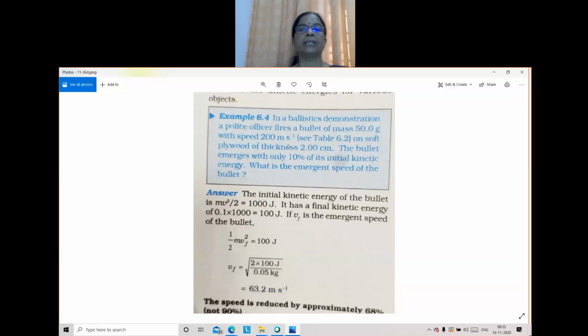Next, another example. These are all textbook questions. In a ballistic demonstration, a police officer fires a bullet of mass 50 gram with a speed of 200 meter per second. Mass is given in gram, so you have to convert it into kilogram, 50 into 10 raised to minus 3 kilogram. And speed is given in the SI system, 200 meter per second. That is the initial velocity of the bullet.